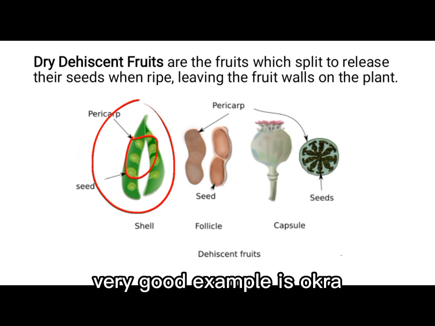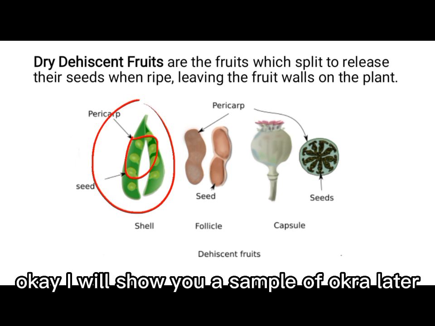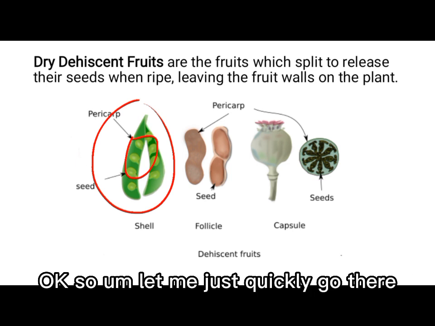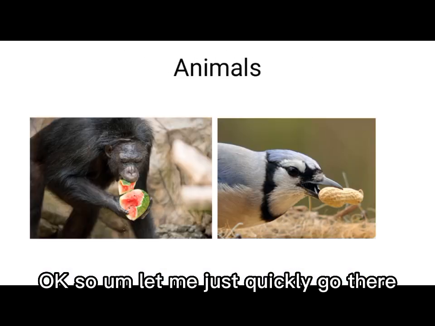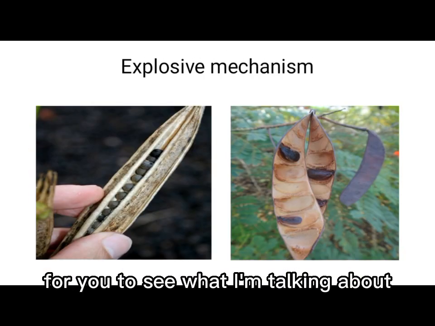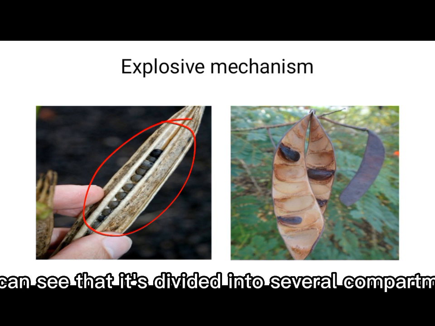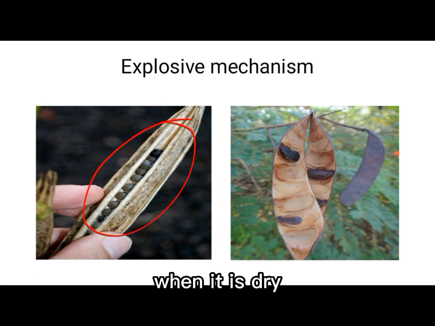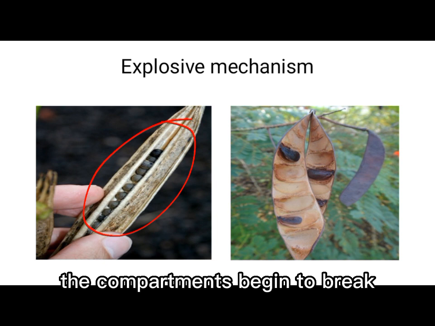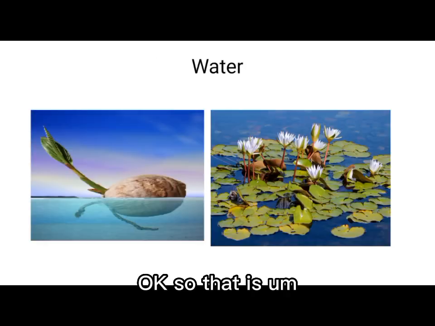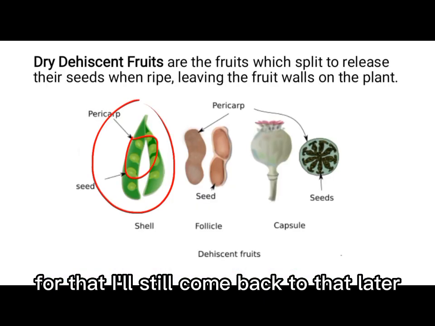Very good example is okra. I will show you an example of okra later. Let me just quickly go there for you to see what I'm talking about. This is okra. You can see that it's divided into several compartments. So when it is dry, the compartments begin to break. So that is for that. I'll still come back to that later.